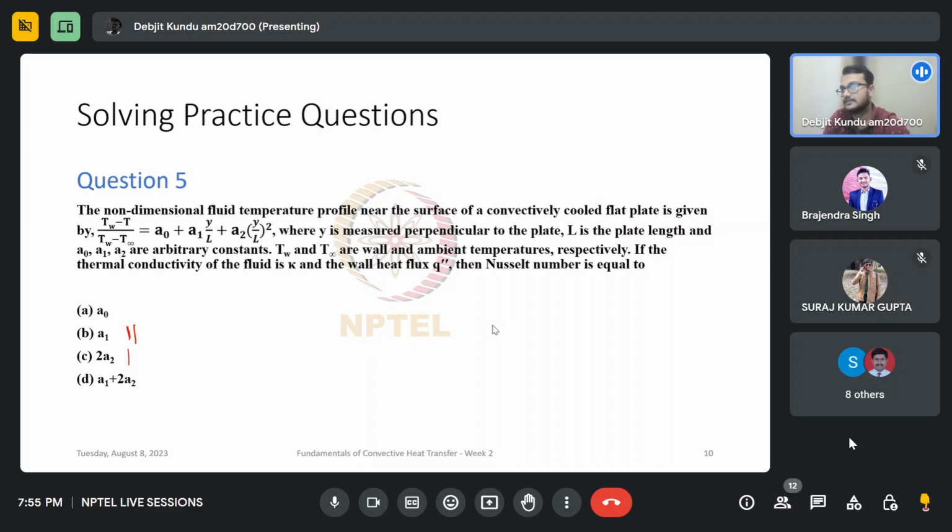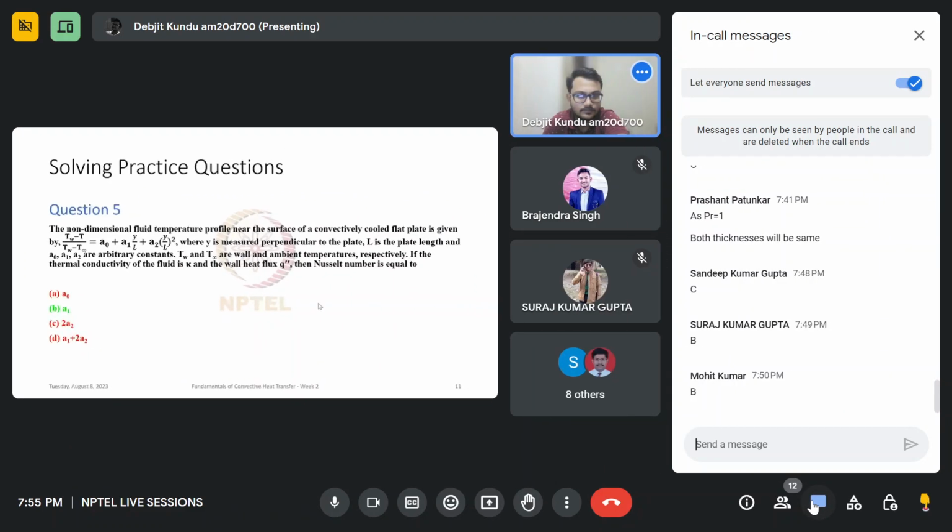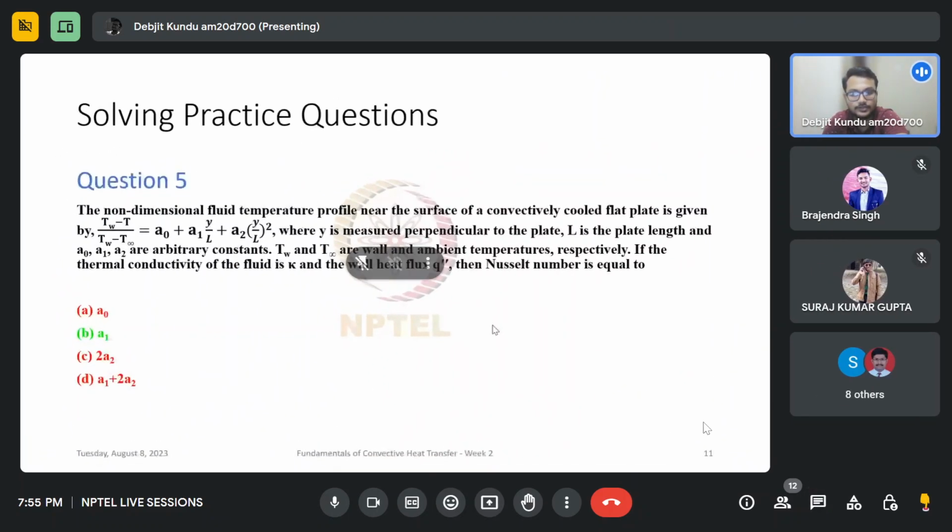All right, so let's have a look at the solution. The solution is option B, A1, as some of you have correctly figured out. So, how did you reach there? What was the path that you took? Your answer was correct, option B, A1, but what was the method that you followed to reach there?